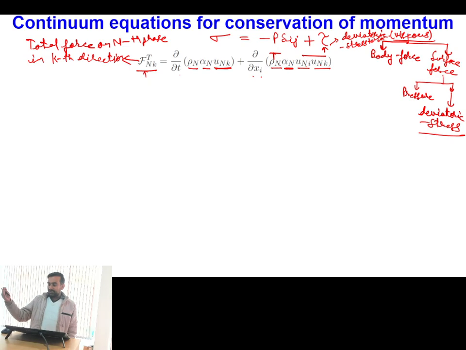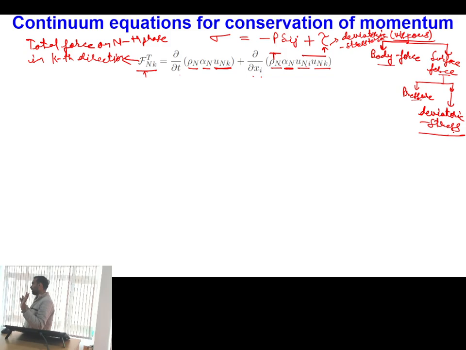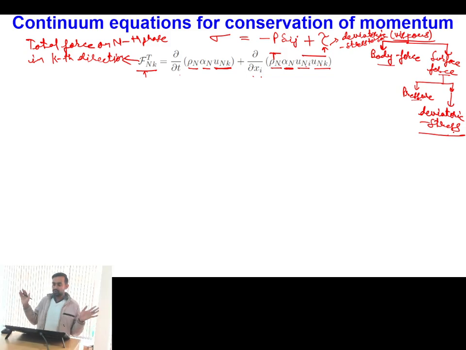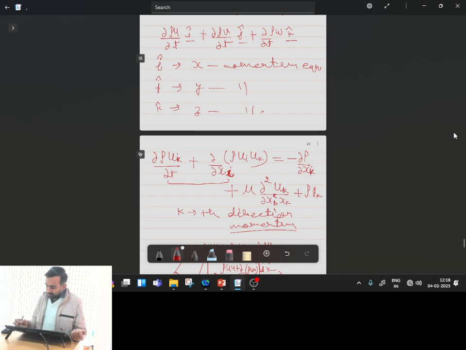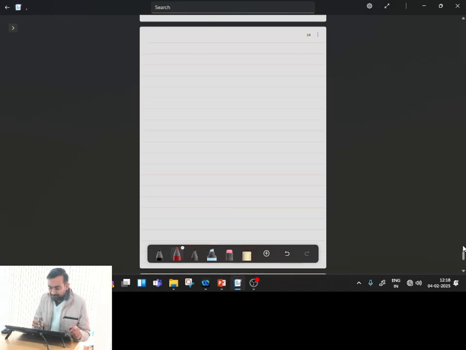So it means that if I talk about single phase flow, I will be having body force and surface force. Surface force further will have two types, pressure force and deviatoric stress. Only this much is our understanding for a control volume in single phase flow. But what will happen for a control volume which involves multi-phase flow? So in multi-phase flow, what will happen?